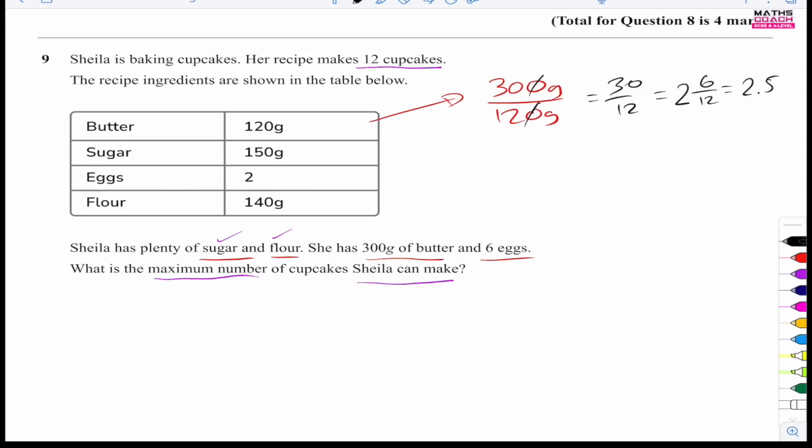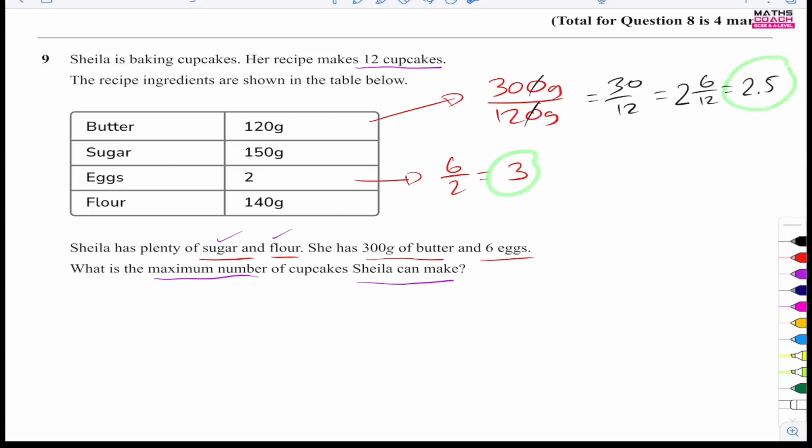So she can make 2.5 lots of 12 cupcakes. We'll come back to that in a second. Let's look at the eggs. So 2 eggs makes 12 cupcakes. If she's got 6 eggs, we're going to do 6 divided by 2. That is 3, so she can make 3 lots of 12 cupcakes. So 2.5 lots she can make using the butter that she has, and 3 lots of 12 using the eggs.